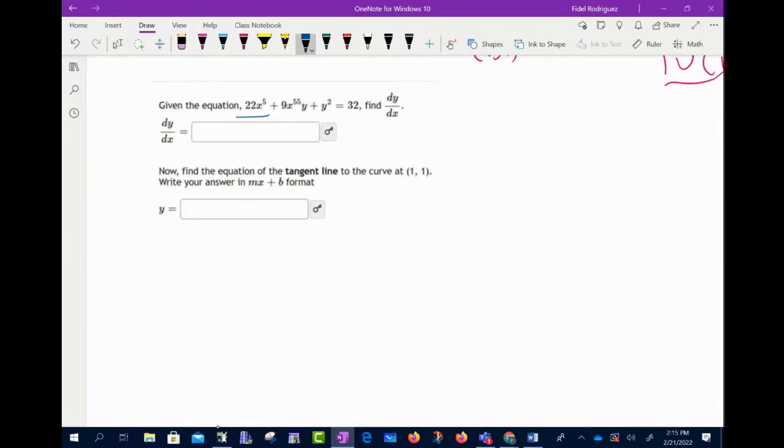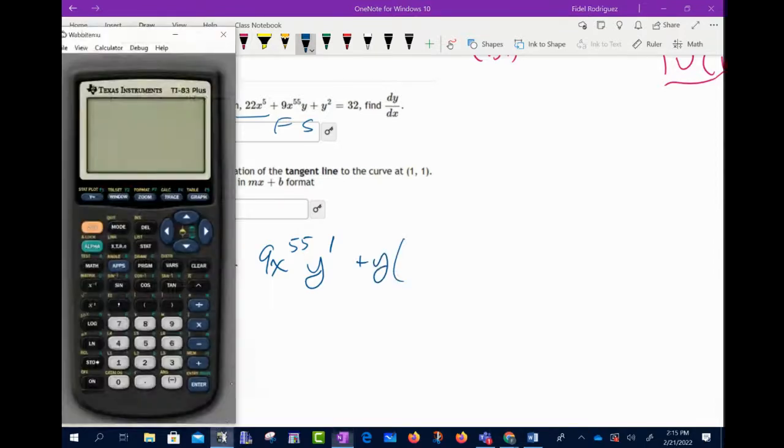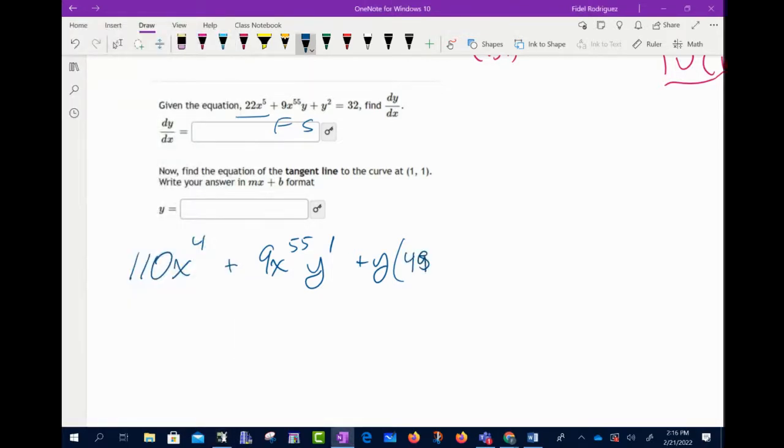So 22 times 5 is what, 110? X to the fourth? Okay. I'm going to think of that as the first, and that is the second. So it is the first times the derivative of the second, plus the second times the derivative of the first, whatever 9 times 55 is. 495? Awesome. 495.